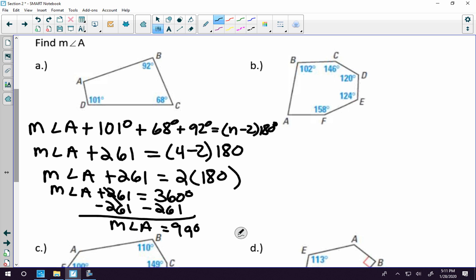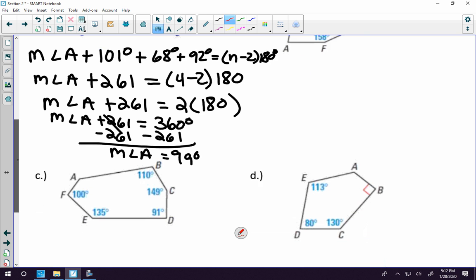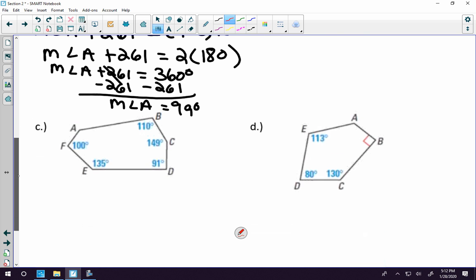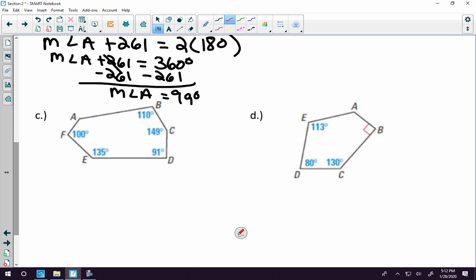Okay, let's take a look at letter B. Actually, we won't do all of these. Let's do letter D. Okay, so in letter D, let's count how many sides this convex polygon has. 5 sides, so it's actually a convex pentagon. Okay, so again, if you need to go back to the original method starting at any vertex, you would notice that if it's a convex pentagon, there's 3 triangles inside.